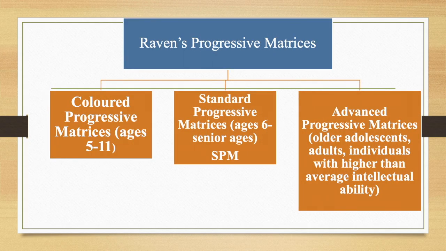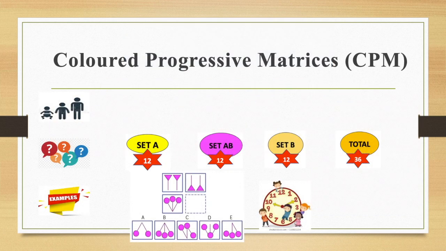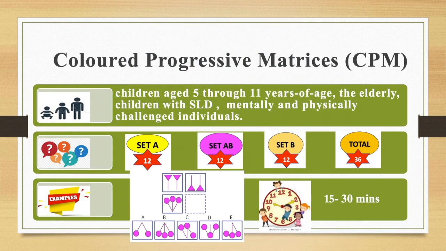Let's understand the types of Raven's progressive matrices that are available: the colored progressive matrices, standard progressive matrices, and the advanced progressive matrices. Let's get to know the details of each one of them. First one is colored progressive matrices.